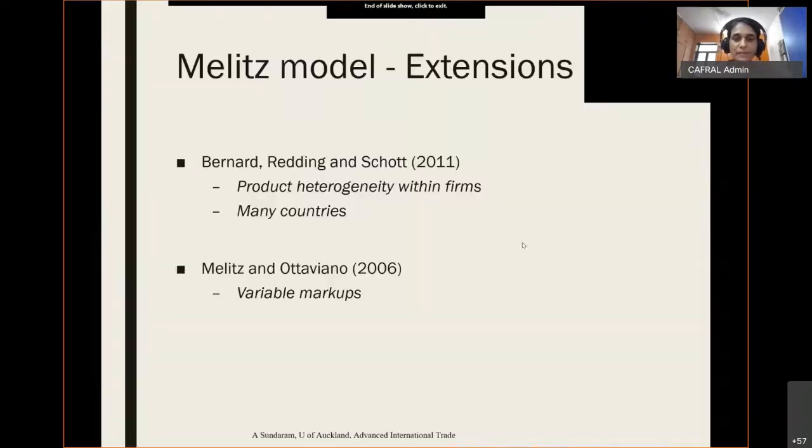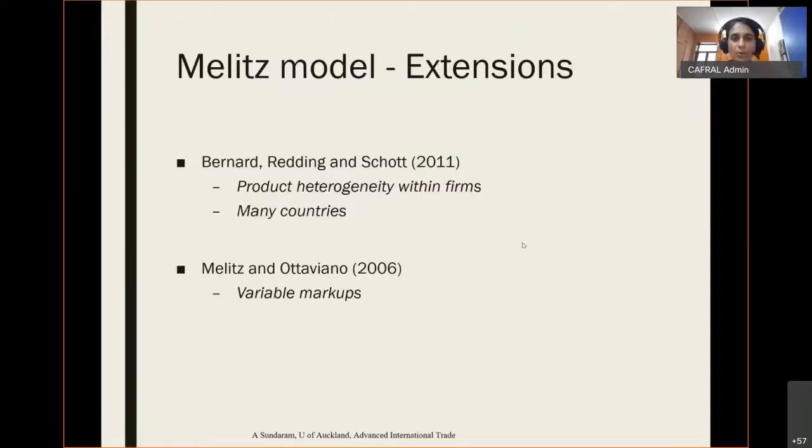So that was the Melitz model. So I'm going to take any questions. Now I know, look, the Melitz model is not something you can do in 1 hour, right? So I have tried to just give you an overview, but if you're interested, you will have.